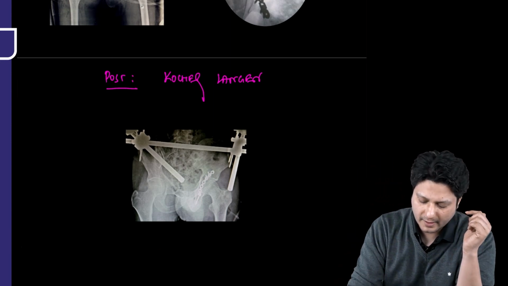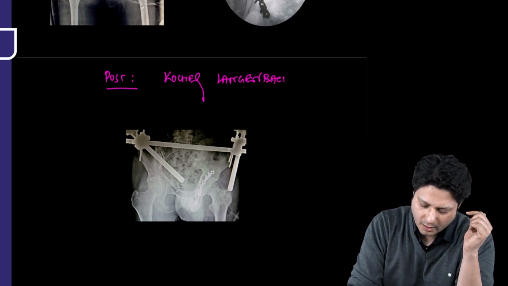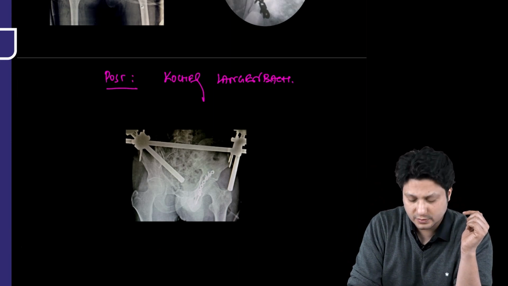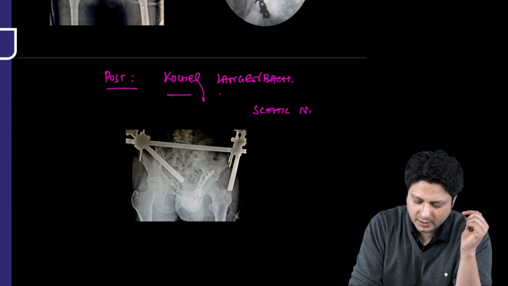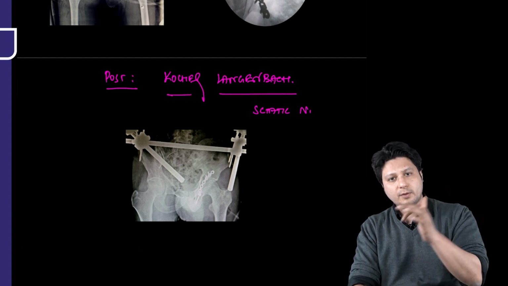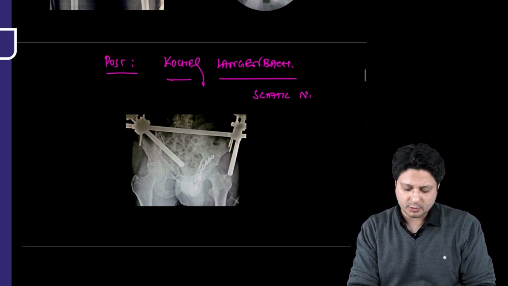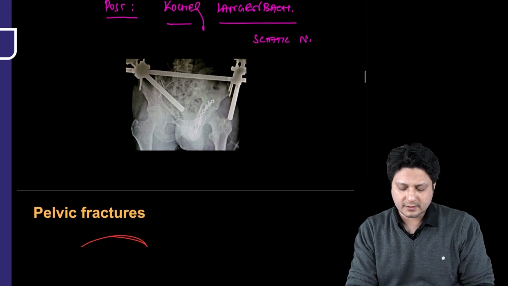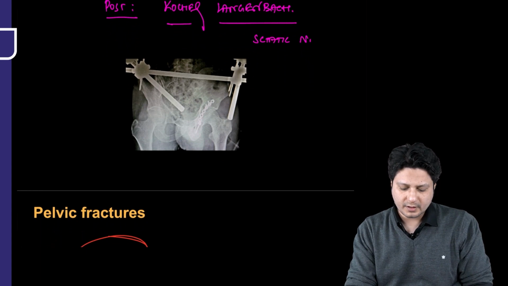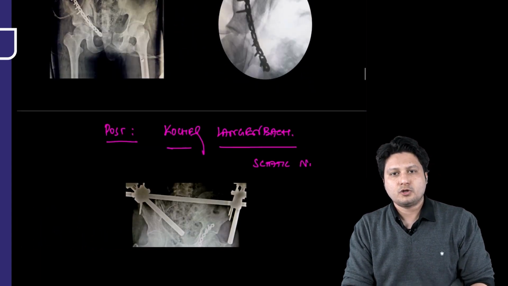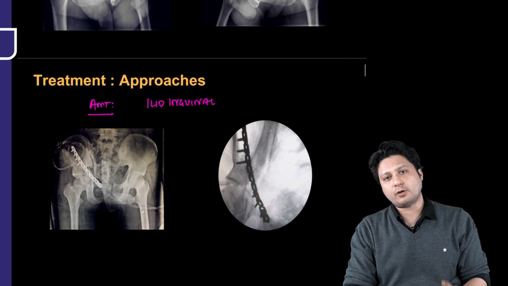But in this Kocher-Langenbach approach, the most common structure which is injured is the sciatic nerve. So it is the posterior approach for the fixation of the posterior column fractures of the acetabulum. All right. So hopefully everything is clear related to this particular topic, that is acetabular fractures. Okay. So as I told you, the word Judet in particular is very important.